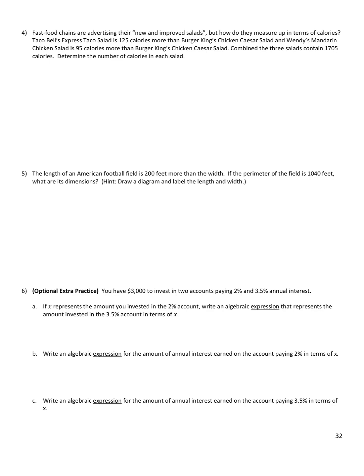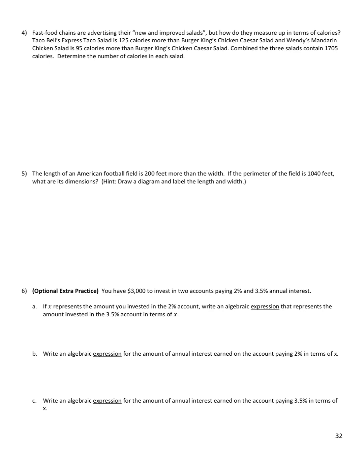Number 4, fast food chains are advertising their new and improved salads, but how do they measure up in terms of calories? Taco Bell's Express Taco Salad is 125 calories more than Burger King's Chicken Caesar Salad, and Wendy's Mandarin Chicken Salad is 95 calories more than Burger King's Chicken Caesar Salad. So combined, the 3 salads contain 1,705 calories. Determine the number of calories in each salad.